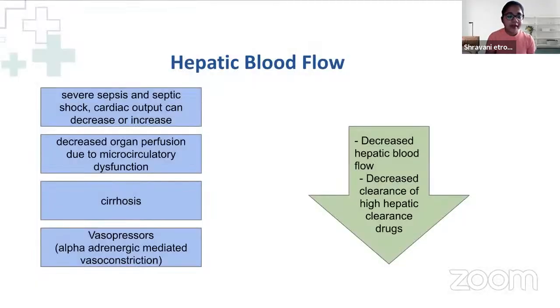Hepatic blood flow. In case of severe sepsis and septic shock, cardiac output can decrease or increase. There is decreased cardiac perfusion due to microcirculatory dysfunction. And in case of cirrhosis and also vasopressors, this all will cause a decrease in hepatic blood flow. So if there is decreased hepatic blood flow, decreased clearance of high hepatic clearance drugs is observed.